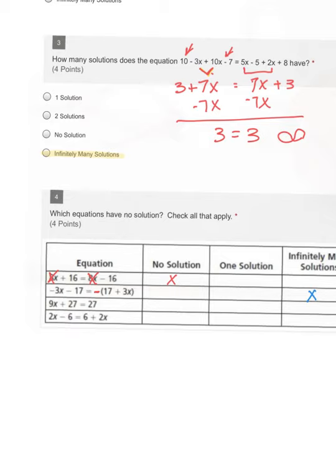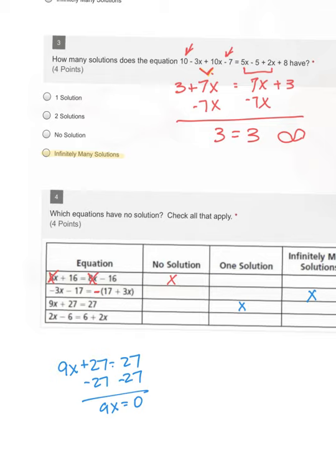For the next one, 9x plus 27 equals 27. There's only one variable term. Nothing's going to eliminate. I don't even have to solve it. It's going to be one solution. That one's going to be one solution. Now if I did solve it, and we can, I would subtract 27 from both sides. And that would be 9x equals 0.